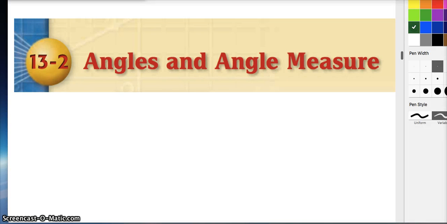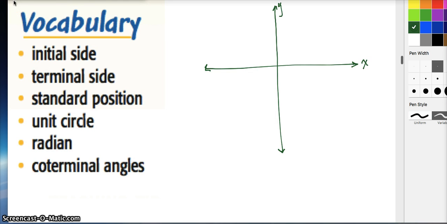Algebra 2 friends, here we are in section 13.2 talking about angles and angle measure. So we're going to talk a little bit about angles this time around. I know you guys know how to measure angles, but now we're actually going to place angles on the XY coordinate plane, and we're going to talk about some really cool things. I think you're going to like it. It's going to be awesome.